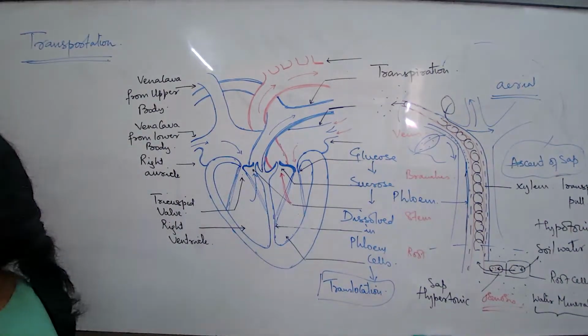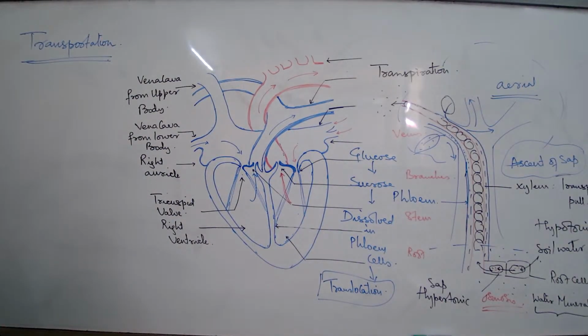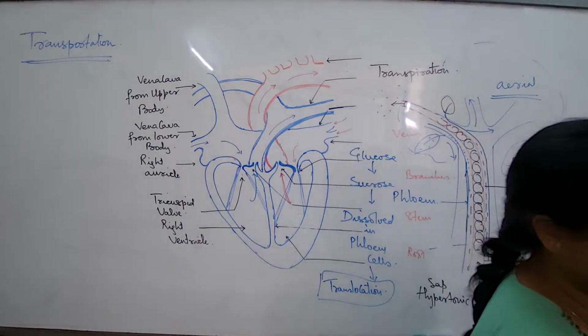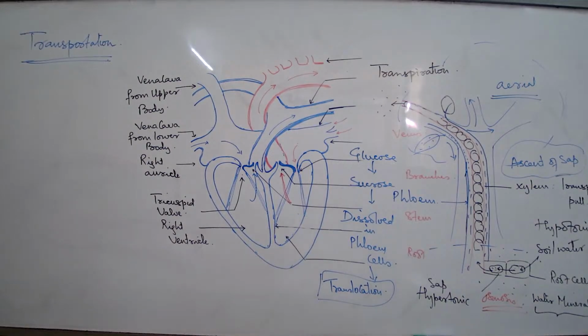Xylem is a tubular arrangement of cells connecting the roots, stem, branches, and the veins of the leaf. Full stop. Next point.